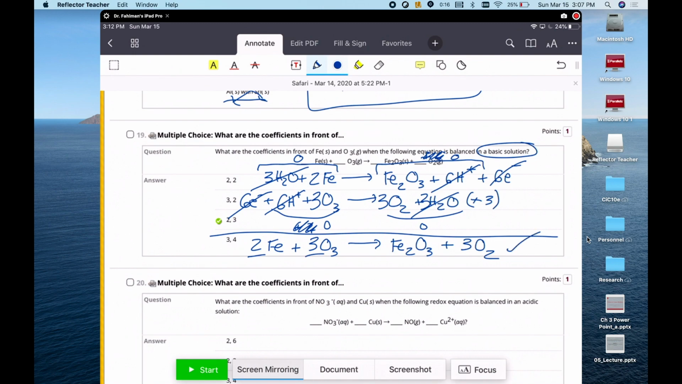So this is actually one example. It's kind of weird that in both acidic and basic, it's going to be the same thing.